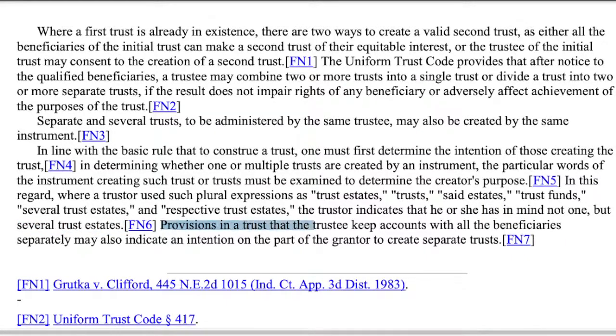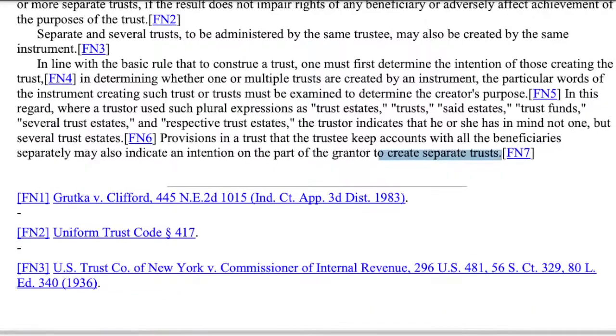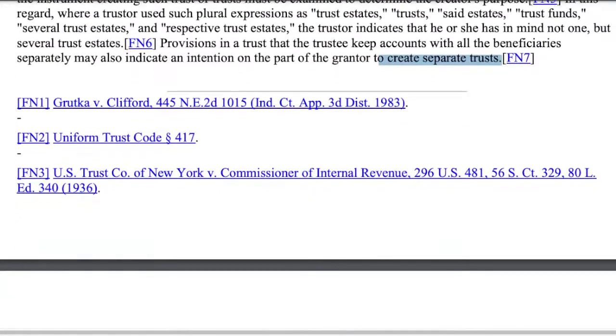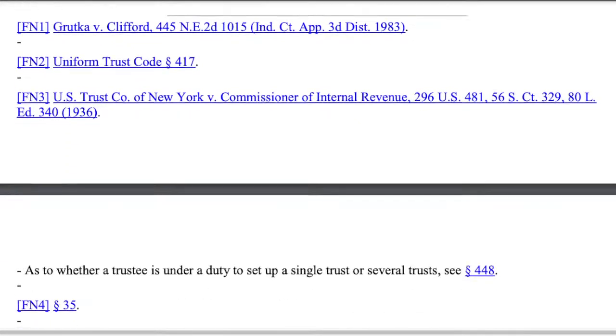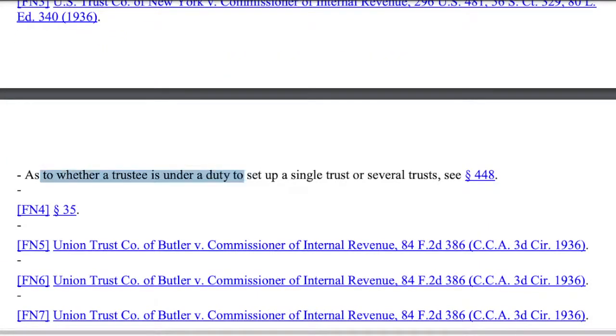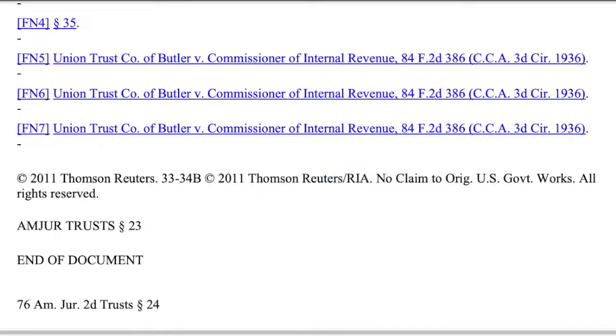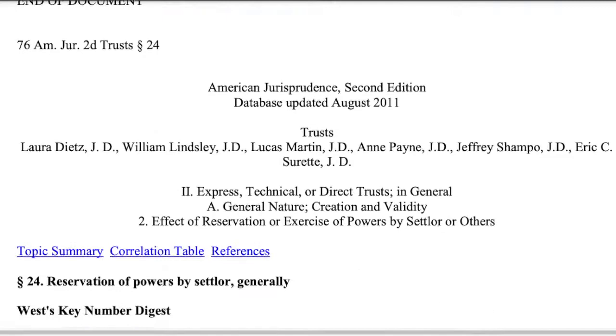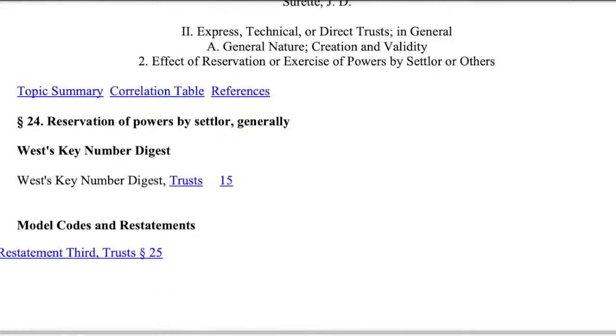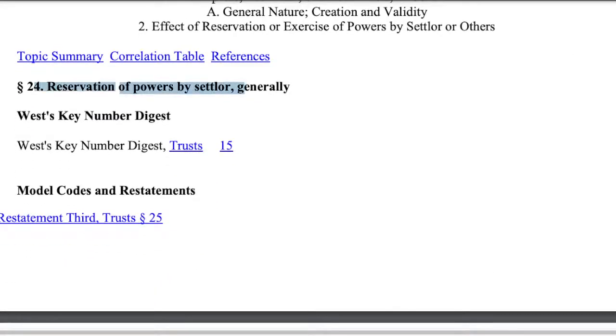Provisions in the trust that the trustee keep accounts with all the beneficiaries separately may also indicate an intention on the part of the grantor to create separate trusts. Interesting stuff here. As to whether a trustee is under a duty to set up a single trust or several trusts, see section 448. Reservation of powers by settlor, generally.